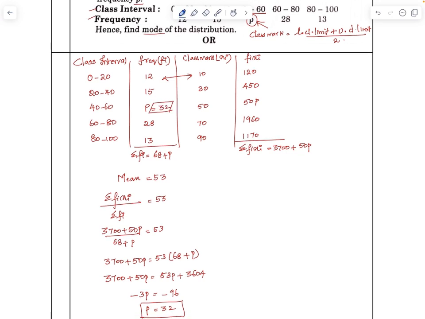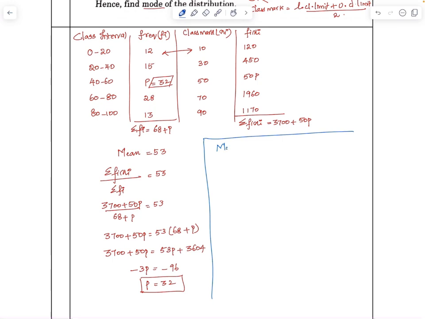Next we have to find the mode for the given distribution. The formula to find mode is L plus F1 minus F0 upon 2 times F1 minus F0 minus F2 times H. So first we have to get the modal class. For that, let's look into the frequency column. The highest frequency is 32. So the class corresponding to the highest frequency is 40 to 60.